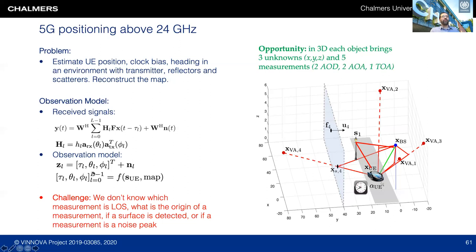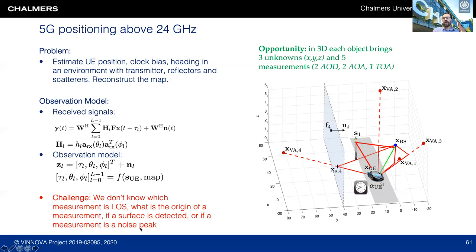So after channel estimation, we'll get a bunch of triples here, delays and angles, and you don't know which of these triples comes from the line of sight, which comes from the lamppost, which comes from the wall. Maybe you don't even know that there is a wall or a lamppost. Okay. And this leads to a data association problem.